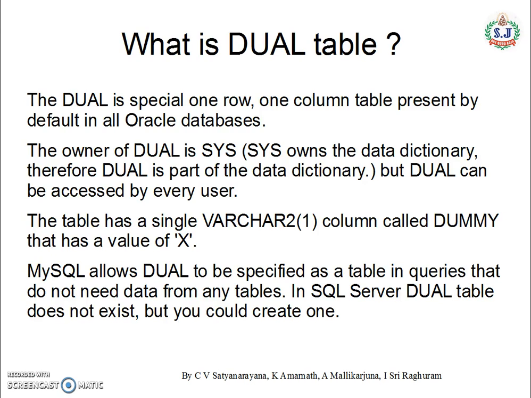Before discussing various types of functions, now let us try to understand what dual table means. The dual is special one row, one column table present by default in all Oracle databases. The owner of dual is sys, but dual can be accessed by every user. The table has a single varchar column called dummy that has a value of x.